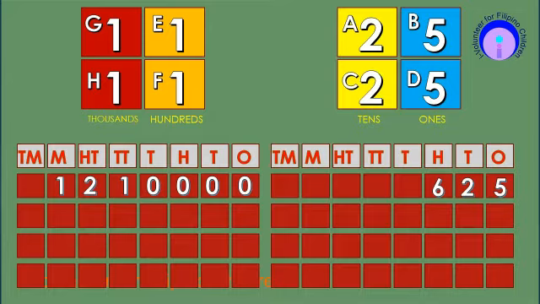This is not the final answer. We still have to compute for the others. The thousands and the ones, the thousands and the tens. They have to be added also. Don't forget about the hundreds. Should be multiplied by tens and multiplied by ones.